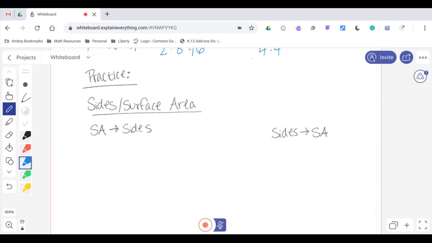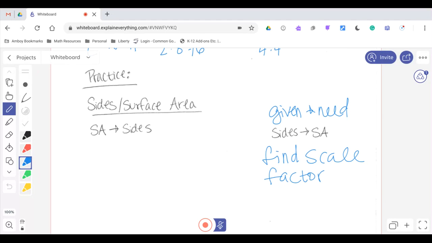So the easiest one is if you are given sides and you need surface area, or area, okay? Given sides and need surface area, what you want to do is you want to find the scale factor. Remember, that's always related to sides. And then you want to square it.